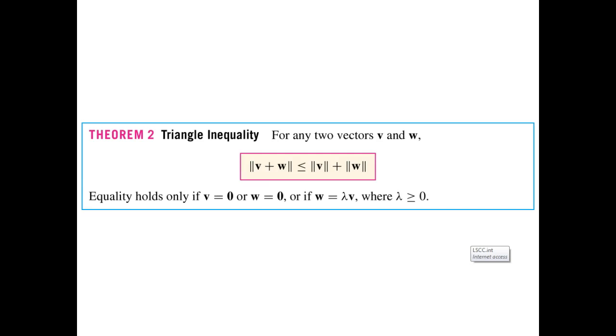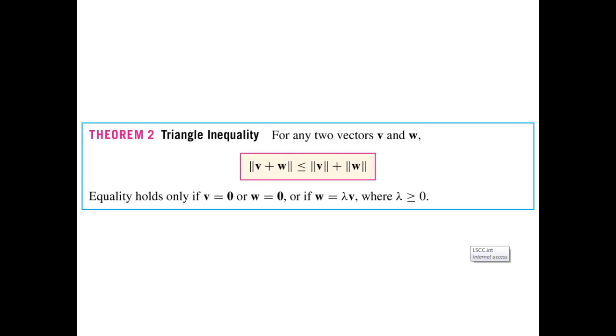If you have v in one direction and w in some other direction, the magnitudes cannot possibly be as great as the sum of these two vectors. Cannot. And that's what the triangle inequality tells you. For any two vectors v and w, the magnitude of the sum of those two vectors is less than or equal to the sum of the magnitudes.